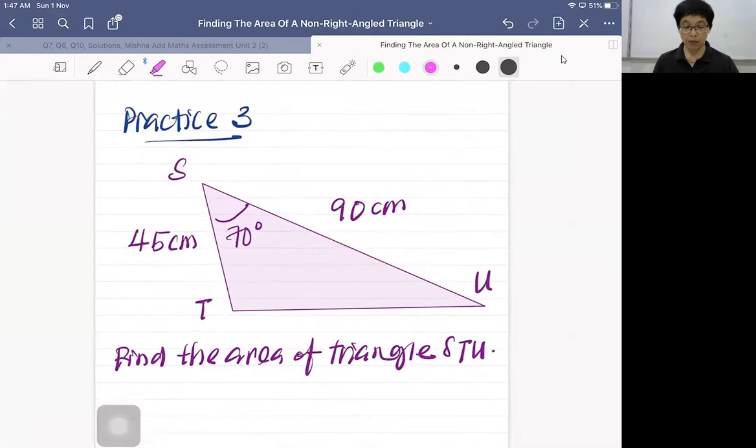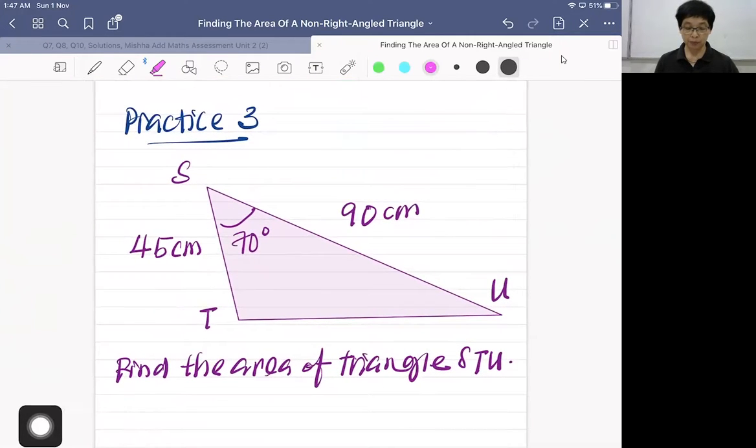Before we end the video, practice 3. Triangle STU. With ST and SU given to you as 45 centimeters and 90 centimeters respectively, find the area of triangle STU. Pause the video, give it a try, and see you again soon after you got your solution.